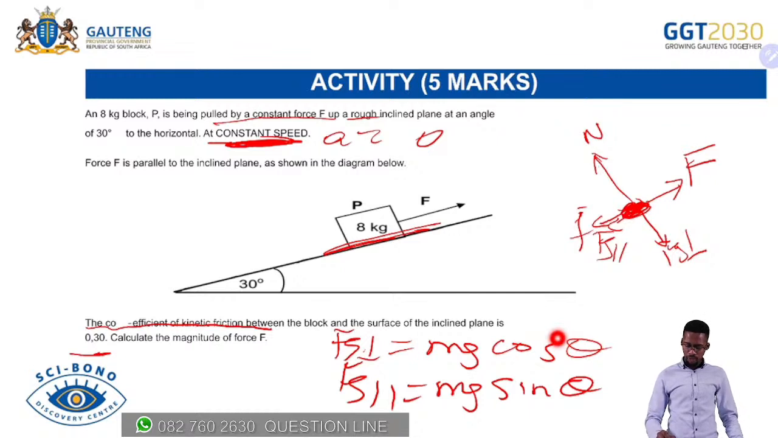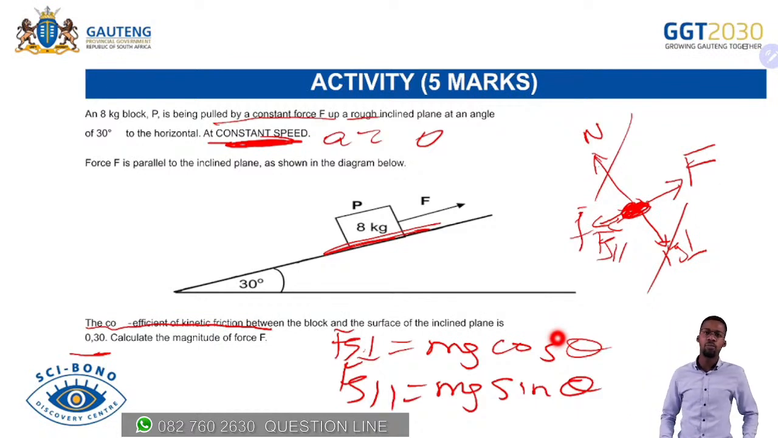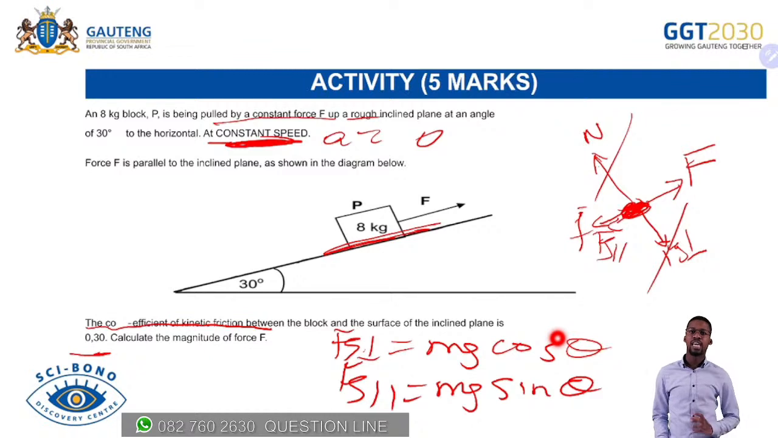So it means normal force will be equal to the force of gravity perpendicular. They cancel each other, so you'll be left with 1, 2, 3 forces. Then you perform your calculation. You choose your direction. Where is the object going? It's going up. Let up be positive.